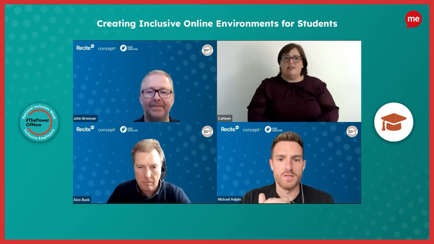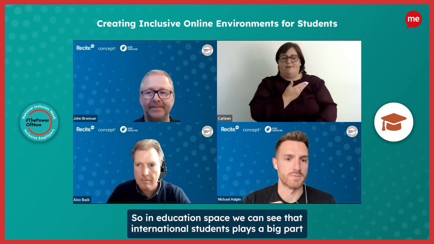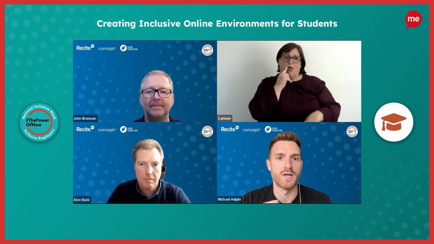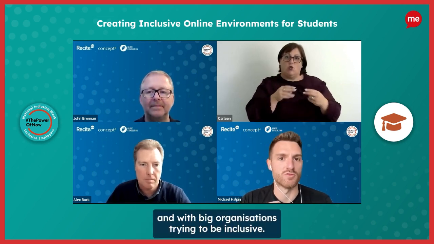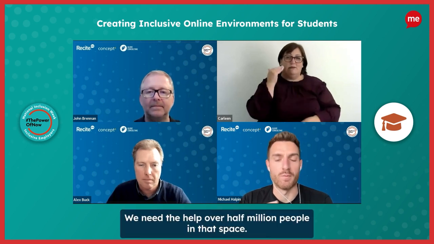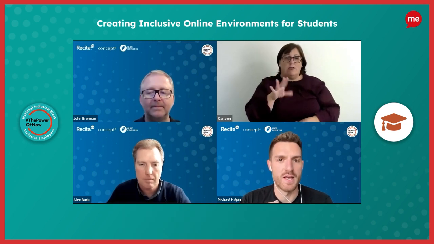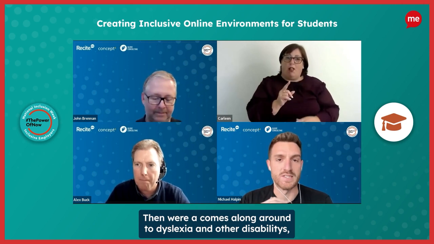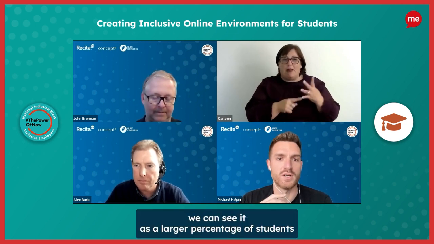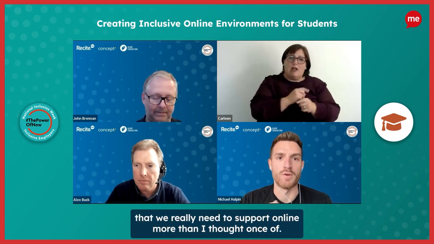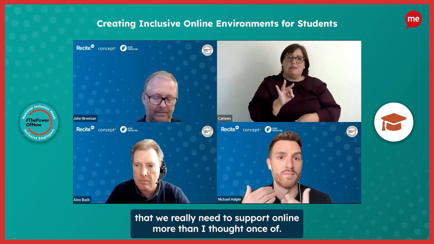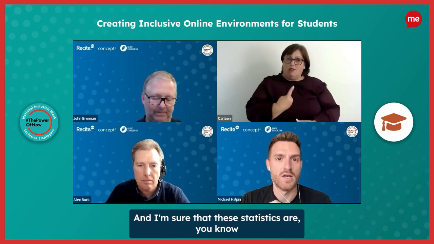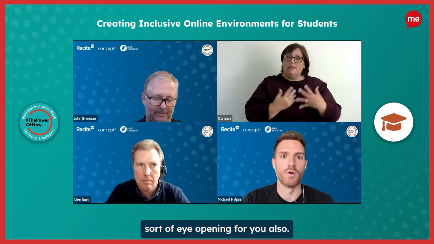And then within the education space, we can see that international students play a big part. As organisations trying to be inclusive, we need to be able to help over 500,000 people in that space. Then when it comes to dyslexia and other disabilities, we can see it is a larger percentage of students that we really need to support online, more than I thought at first. And I'm sure that these statistics are eye-opening for you also.